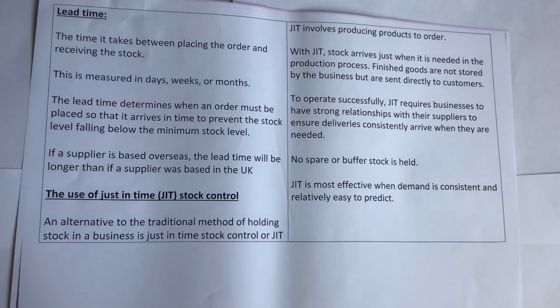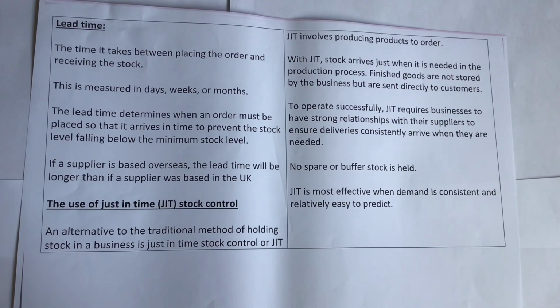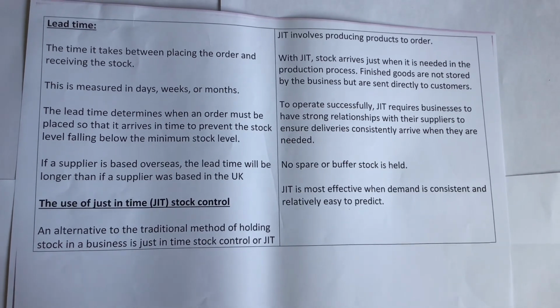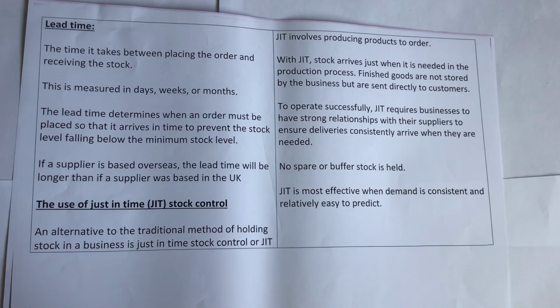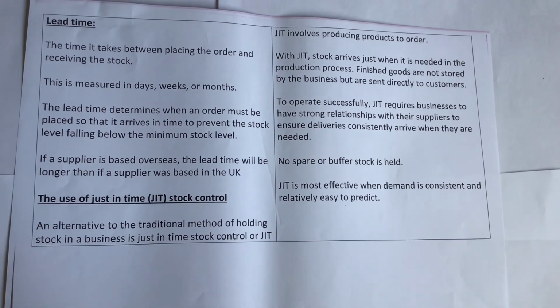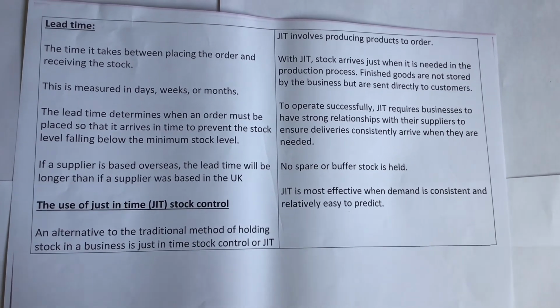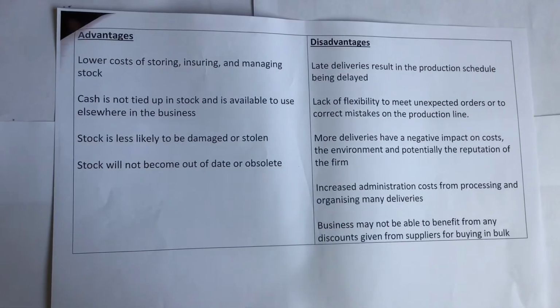To operate successfully, JIT requires businesses to have strong relationships with their suppliers to ensure deliveries consistently arrive when they are needed. No spare or buffer stock is held. JIT is most effective when demand is consistent and relatively easy to predict.